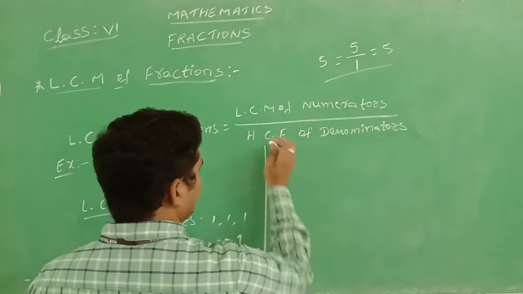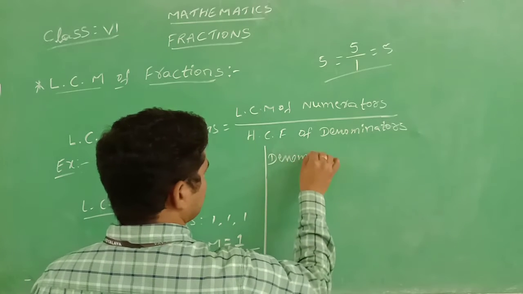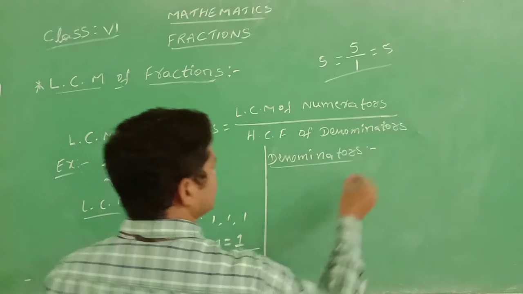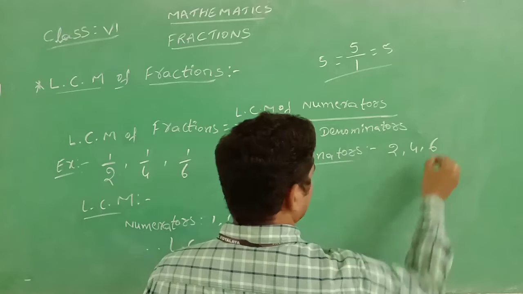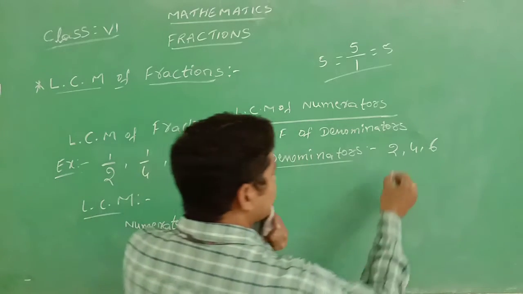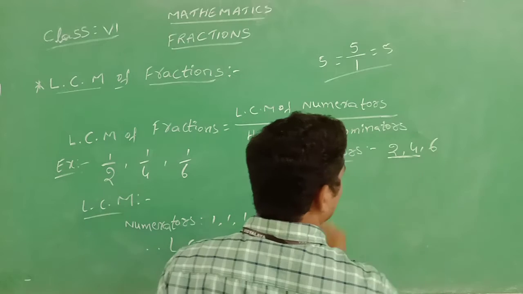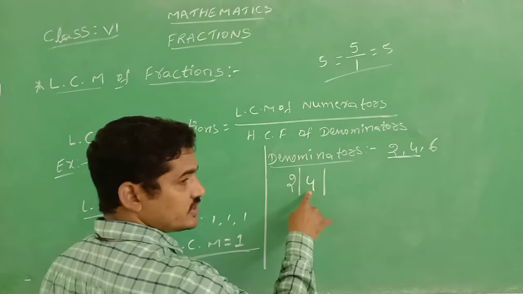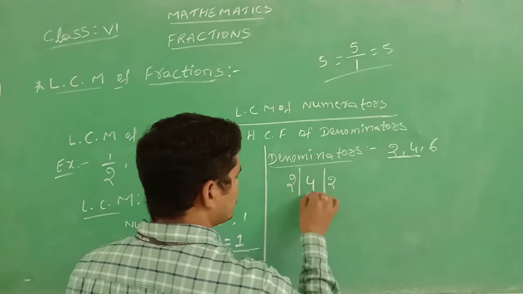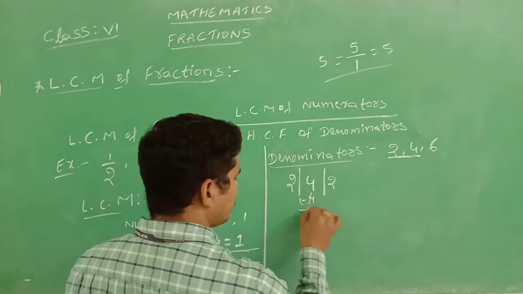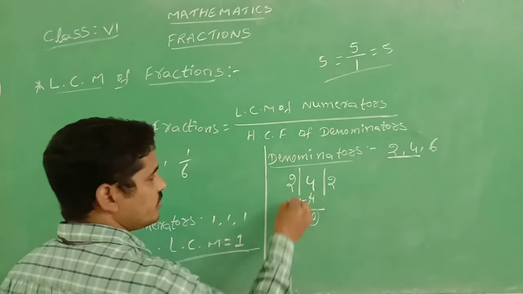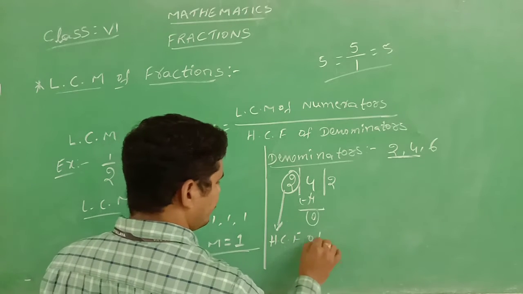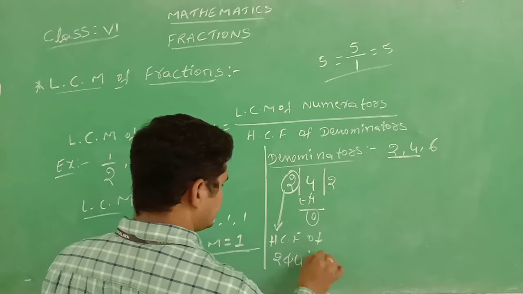The denominators we have are 2, 4 and 6. First take the two smaller numbers, 2 and 4. The smaller value will be the divisor and the bigger value will be the dividend. So 2 2s are 4. If we subtract, 0 will be the remainder. Whenever we get 0 as the remainder, the HCF of 2 and 4 is 2.